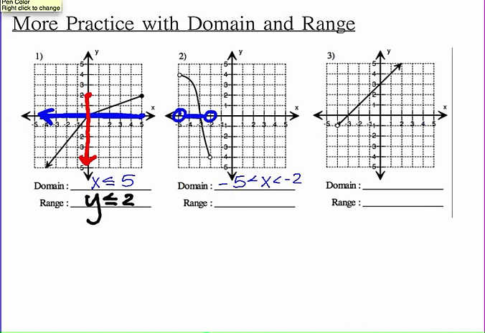So similarly, if I'm looking at the range, I'm going to start with the lowest most point because that's the smallest most number that I can refer to. So looking at this graph, the smallest number I can refer to is this -4. So I'm going to draw an open circle there.